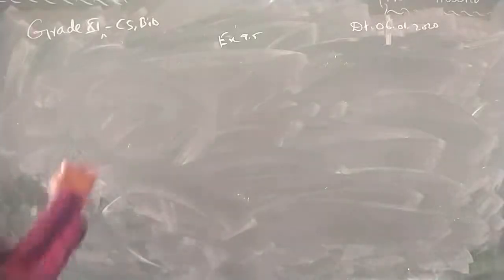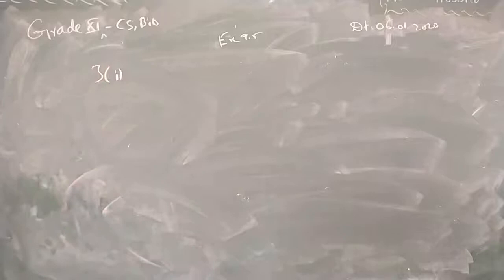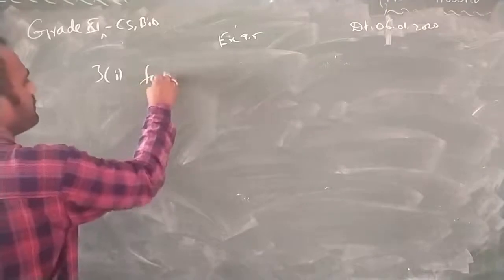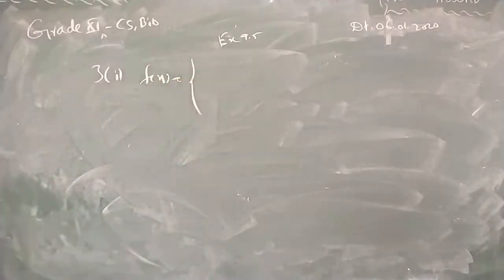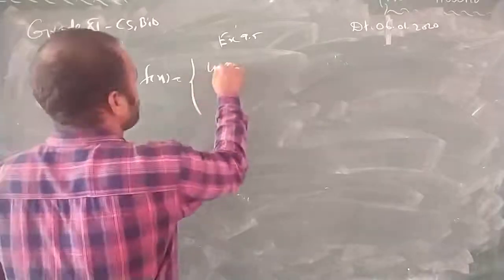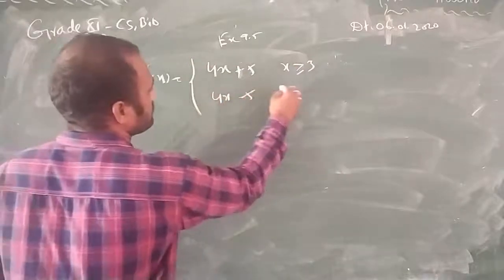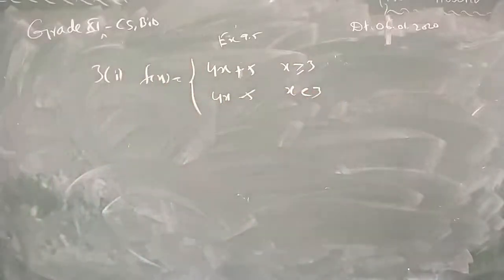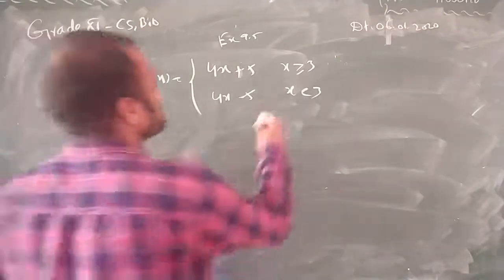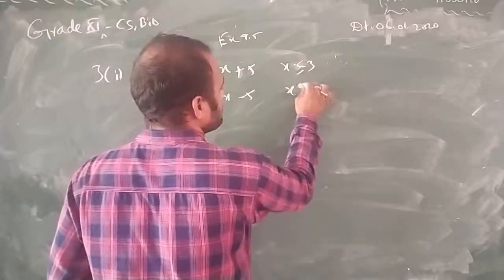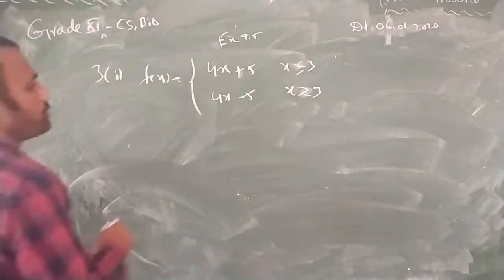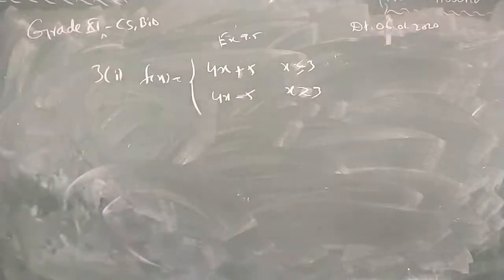Third exercise, first question. It is asking to find the points of discontinuity, where the function is discontinuous. Given f of x is equal to 4x plus 5, x less than or equal to 3, and 4x minus 5, x greater than 3. Now, these are the two given functions. We need to check the discontinuity of this function.